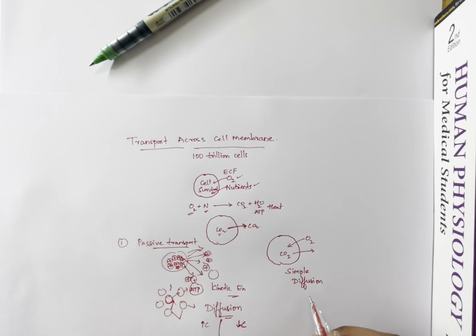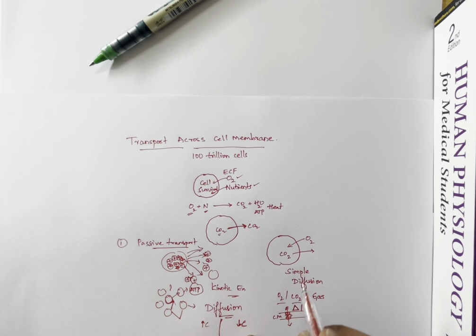Simple diffusion. That means oxygen and carbon dioxide are lipid soluble substances. They cross the lipid bilayer. This is the cell membrane, the lipid bilayer. They cross the lipid bilayer because of their lipid solubility. These gases are lipid soluble substances, and along the partial pressure gradient, they travel across the cell membrane.